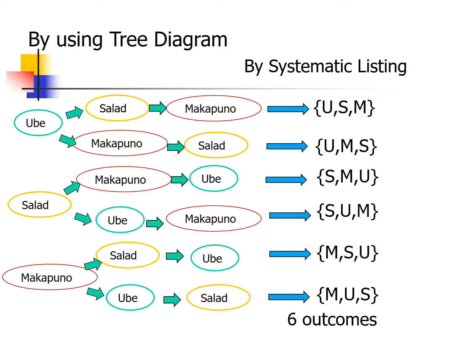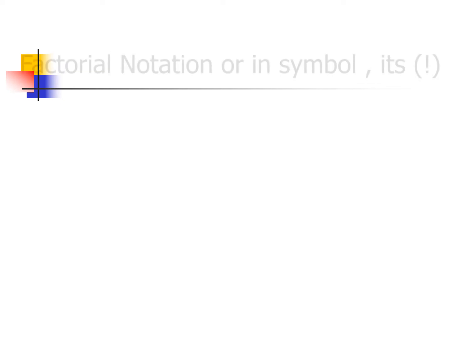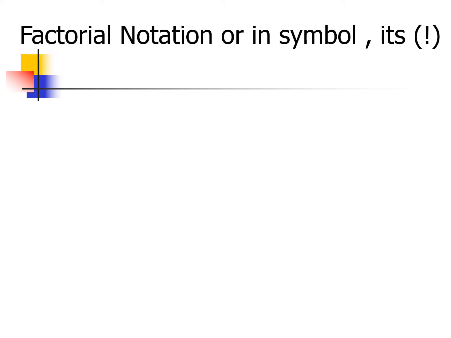So, that's how to find the arrangement of items by using tree diagram and systematic listing. The process is quite long, so let's look for an easier process later. Now, as mentioned, to find the permutation, we can use factorial notation, or in symbol, it looks like an exclamation mark.